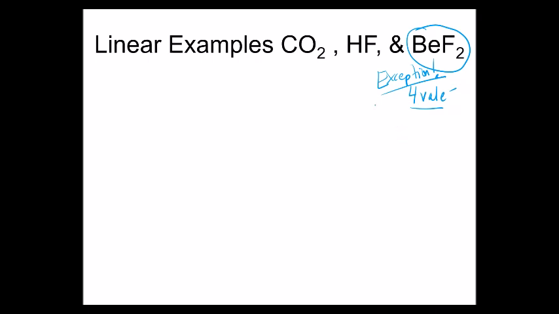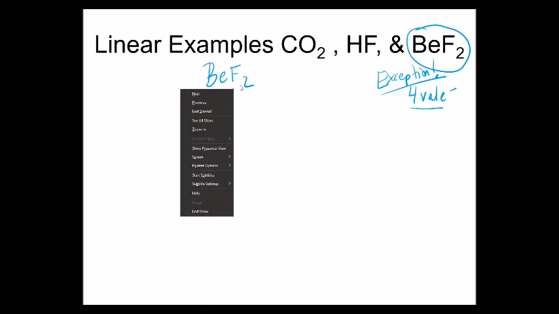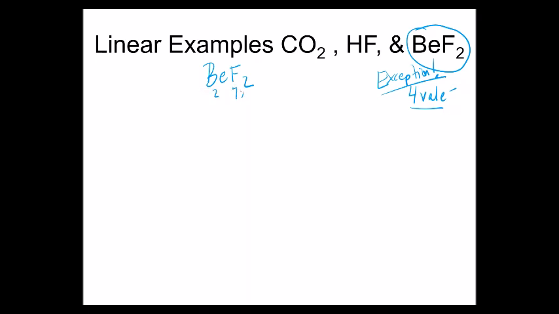With that in mind, I still want to count my electrons. So beryllium's in group 2, right? It's an alkaline earth metal. So that's going to be 2 from the beryllium. There's going to be still 7 times 2. So this is 14 plus the 2. So we get a total of 16 to work with.